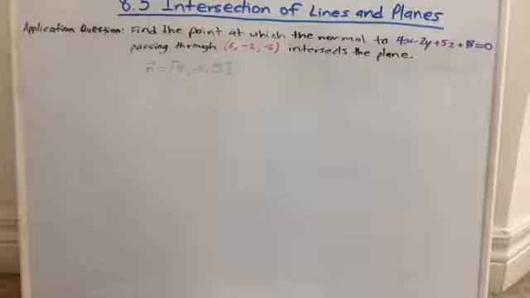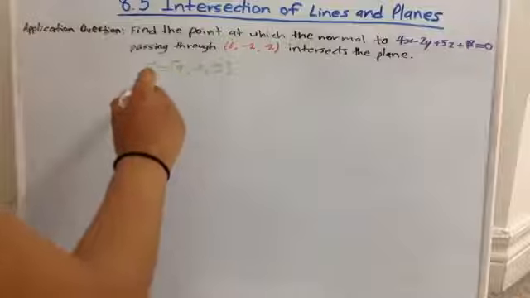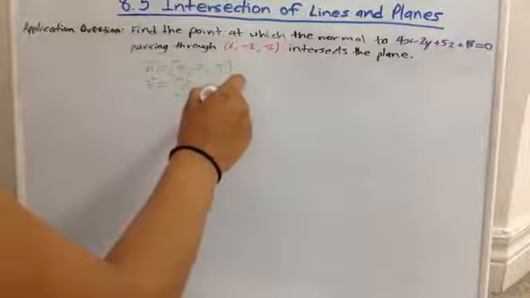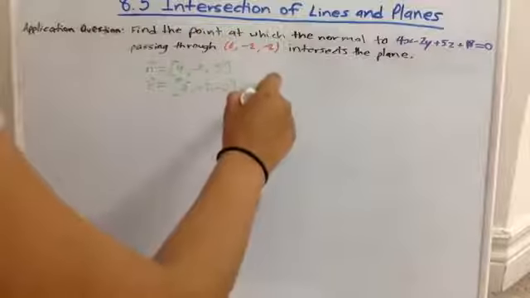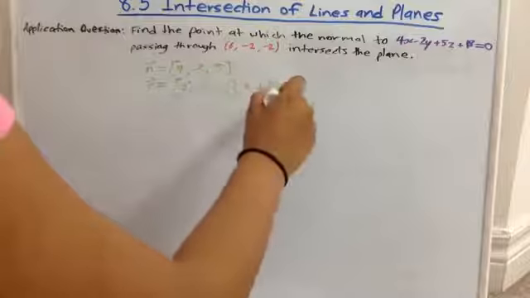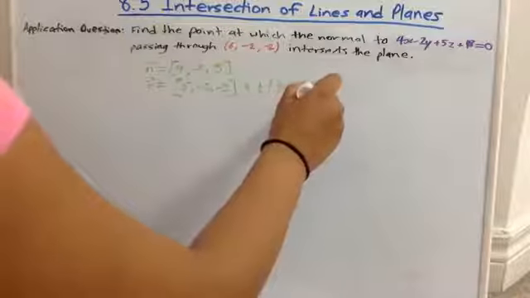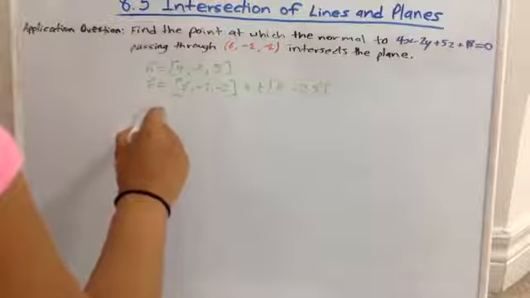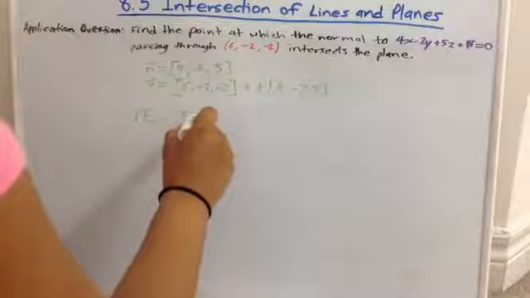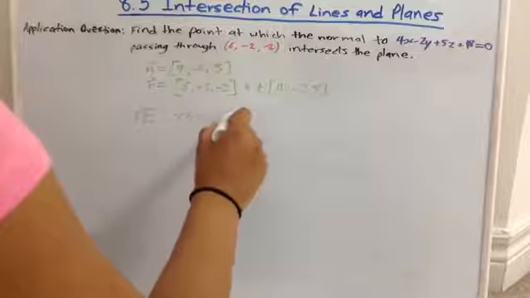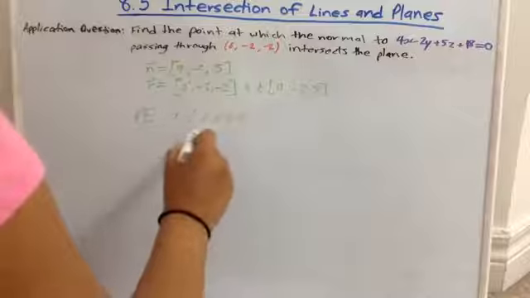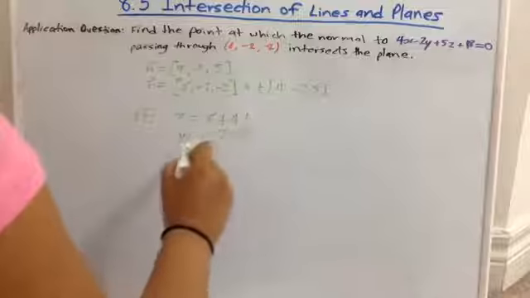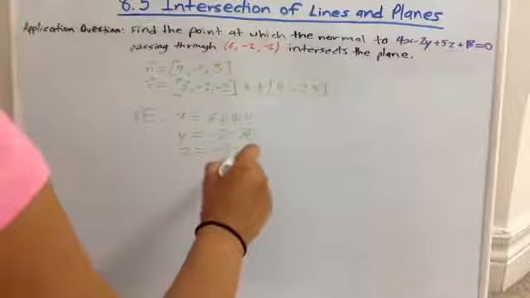So now we can write our vector equation, which would be vector r equals 6, negative 2, negative 2, plus t, 4, negative 2, and 5. And we can also write the parametric equations, which would be x equals 6 plus 4t, y equals negative 2 minus 2t, and z equals negative 2 plus 5t.